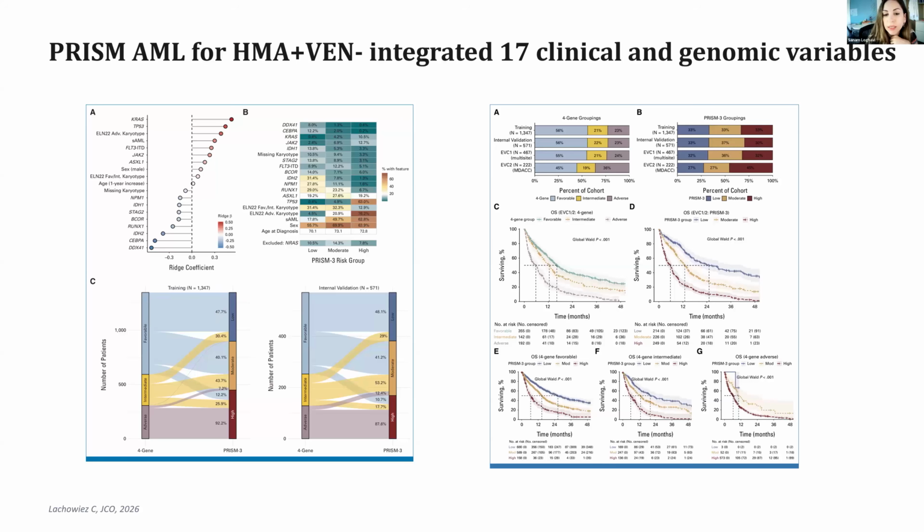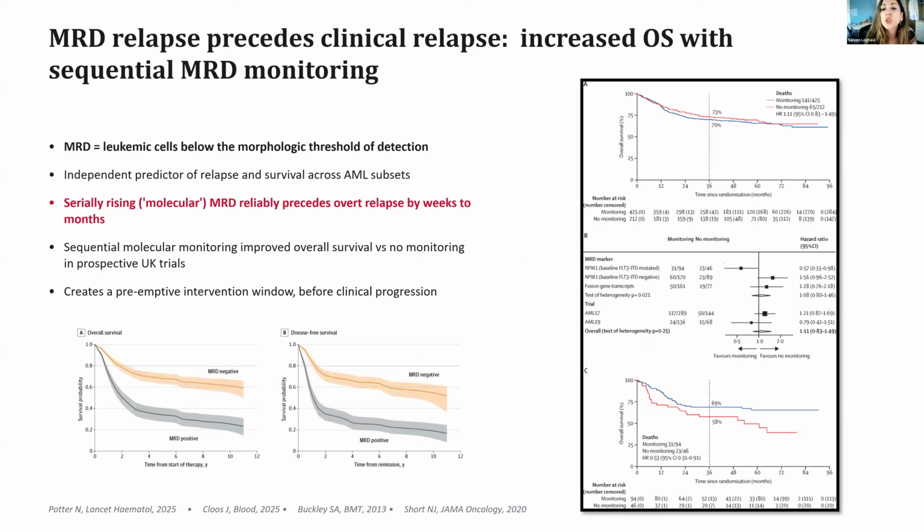And there's a really nice online calculator. It's prismaml.com, I believe. And if you just put in the parameters of the patient at baseline, you get a really nice risk score that really outperforms the 4-gene classifier, and of course outperforms ELN-2022 for patients that are treated with HMA ven-based therapies. Okay, so what about the role of MRD?